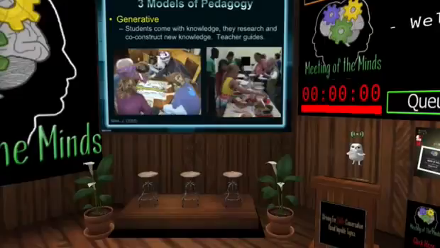Now, the generative model is this philosophy that students come with knowledge, and they're going to use what they come with to research and co-construct to make new knowledge and new meanings, while the teacher guides. In this philosophy, everyone, all students, are bringing something to the table.